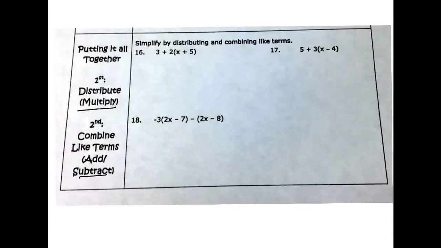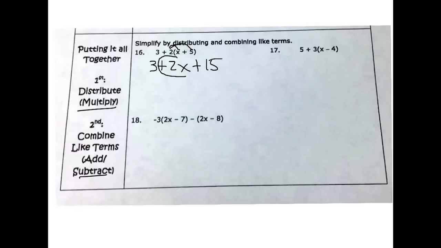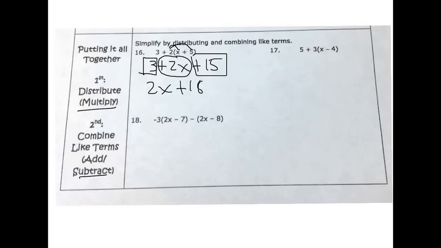So when we look at problem number 16 here, the 3 is not up against the parentheses, so we don't distribute it. So just bring it down. Bring down the 3 plus, and we're going to distribute. 2 times x is 2x. 3 times 5 is 15. 2x is by itself. 3 plus 15 is 18. So 2x plus 18.